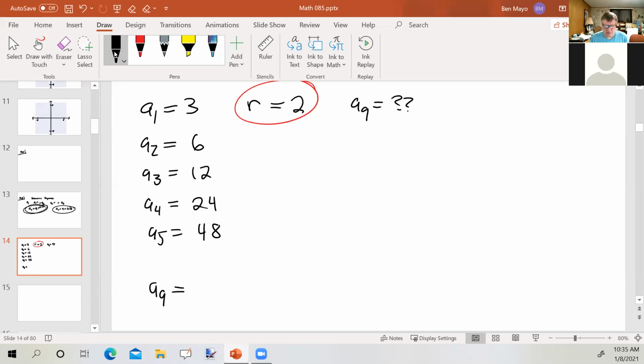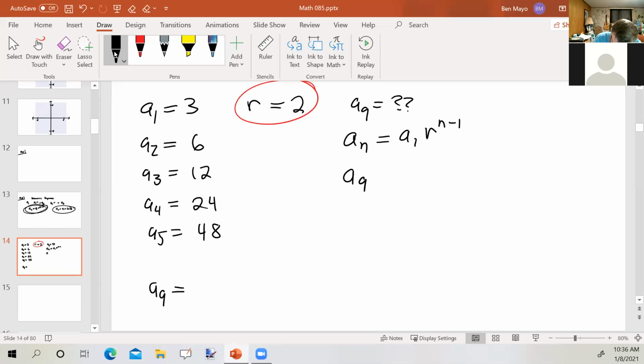Now, I could find a sub 6, a sub 7, a sub 8, a sub 9 by continuing to multiply each previous term by 2. But what if I asked you for a sub 412? You wouldn't want to do it that way, and I could. So let's look at how we can find a sub 9 without having to just get there one term at a time. Again, our formula is a sub n equals a sub 1 times r to the n minus 1 power.